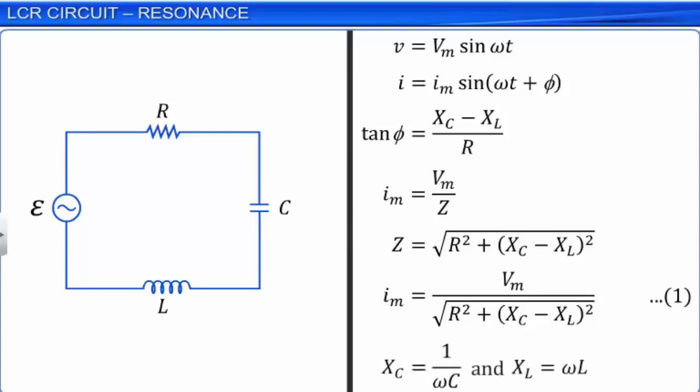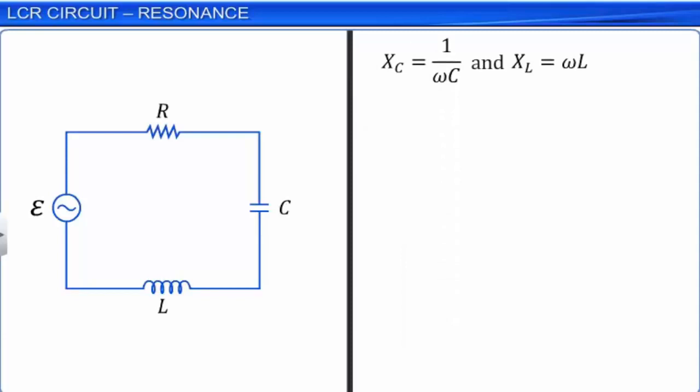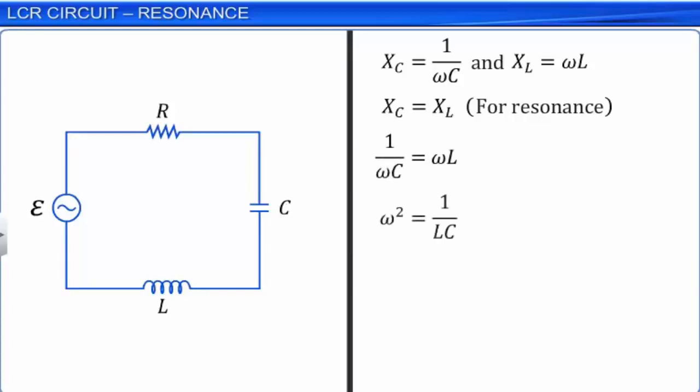For resonance in an LCR series circuit, the amplitude of the current in the circuit should be the maximum. For this, the necessary condition is Xc should be equal to XL. Substituting the values of Xc and XL in the expression, which is the condition for resonance, we get 1 by omega c equal to omega L, or omega square equal to 1 by LC. On further simplification, we get omega is equal to 1 by square root LC. Let this be equation 2. Let us now call this angular frequency as omega naught. This frequency is also referred to as the resonant frequency of the circuit.